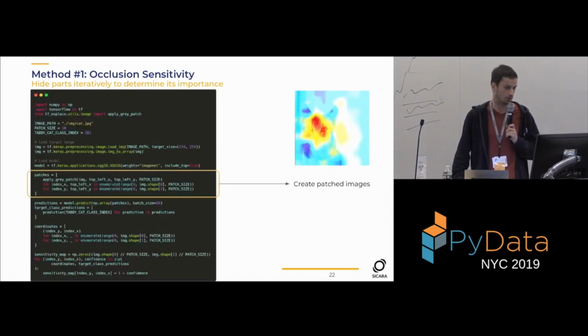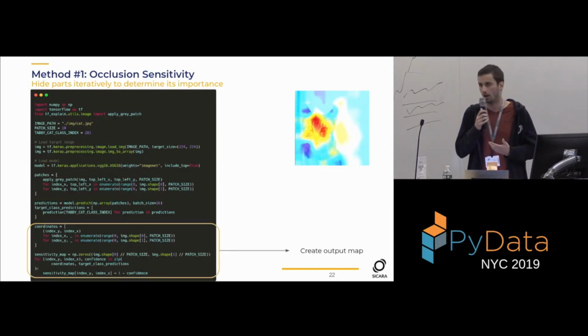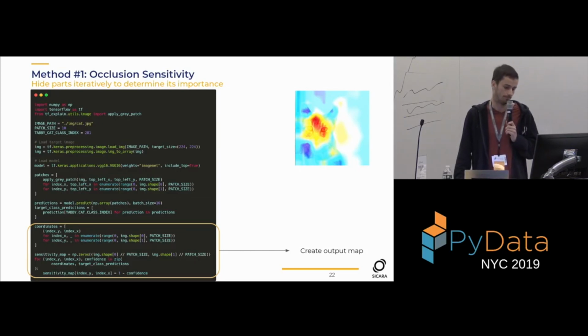So basically what you want is just to create the patched image. You apply some gray patch over a certain region. And for each patch, you predict with your model and take the target confidence of the prediction. And then you can create a heat map where you take 1 minus the confidence. Because if there is a drop, you want it to be something positive on the heat map. So the larger the drop, the bigger on the heat map.